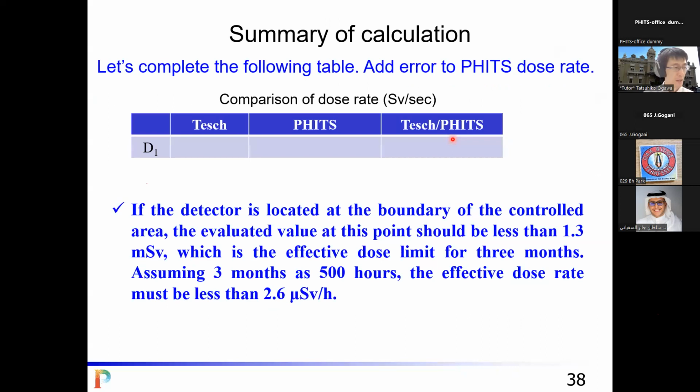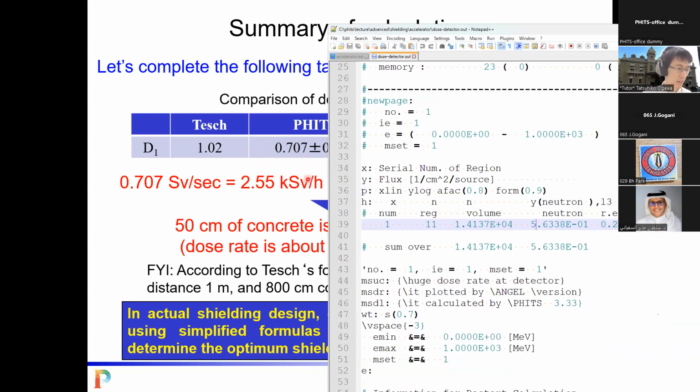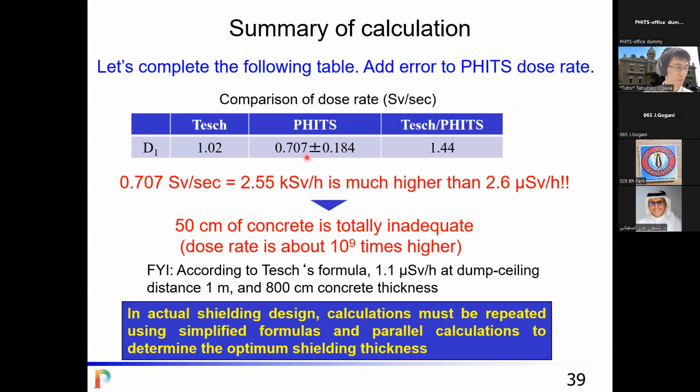And based on this calculation, the dose rate is 0.7. Is it? On my computer, it's 0.56, but anyways, 0.5 or 0.7 or something, sieverts per second. That is the result of this calculation. On the other hand, the Tesh calculation, I told you that it's 1 sievert per second. So the ratio is about 1.4. Compared to the gamma shielding, in which the ratio was about 3, this is very good agreement.